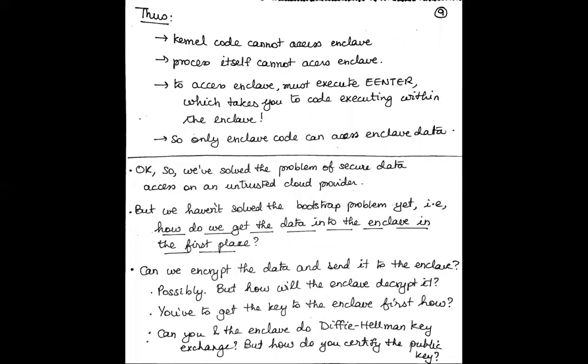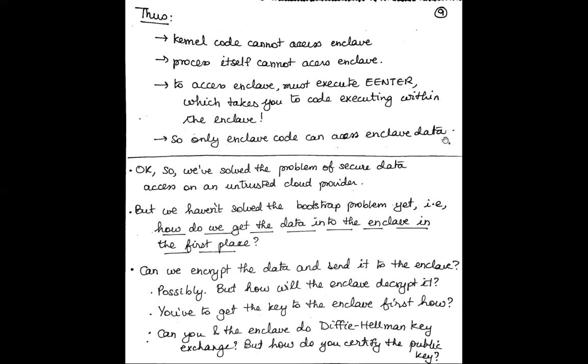Okay, so to summarize, the kernel code cannot access the enclave. The process itself cannot access the enclave. And in order to access the enclave, you must execute EENTER, which you can only do if you're running in user mode. And that takes you to code that is executing within the enclave. So only the enclave code can access the enclave data. Okay, so that is what SGX provides.